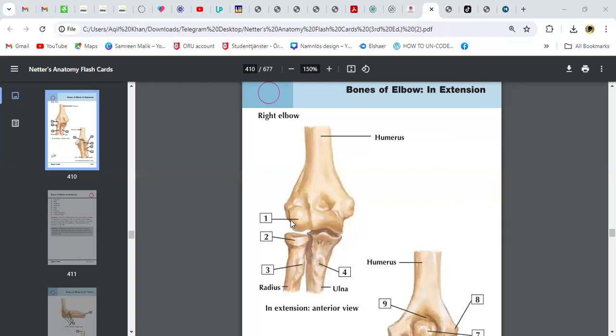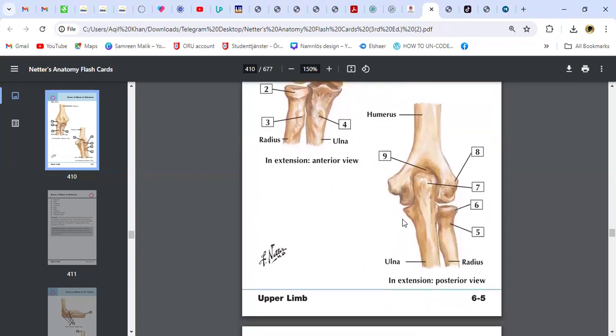Number one, it's the capitulum, right? So it's lateral, it's the capitulum, number one. Number two is the head of which bone? Radius, head of the radius. Number three is the tuberosity of the radius. I kind of gave you a hint yesterday. And number four is the tuberosity of the ulna. And this is the ulna bone. So as you could see, the elbow is formed by the articulation of the capitulum of the humerus, the head of the ulna, and the radius. And if you look at the posterior view in extension, these are the structures I told you. This is the ulna, this is the radius, and this is the humerus.